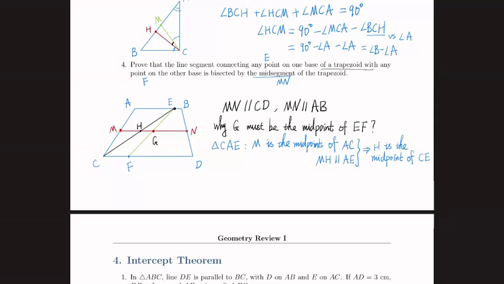Yeah, triangle CAE. AE is parallel to MH, and M is the midpoint of AC. So H is the midpoint of CE. I overlooked that part. Okay, that's our progress. Now we know that H is the midpoint of CE.